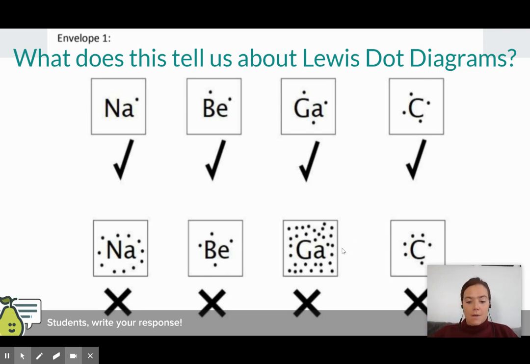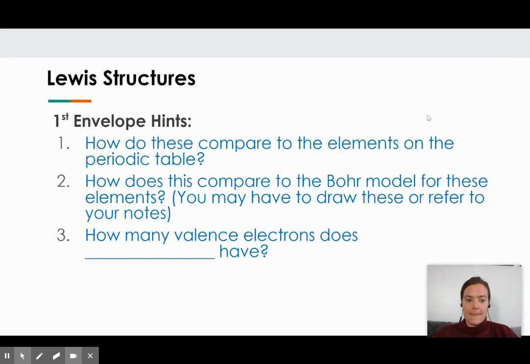I don't even know how many gallium has, but it has a lot. It is correct, though, because it is in the third column and has 1, 2, 3 valence electrons. Carbon, same idea. It's in the fourth column with 4 valence electrons and 6 total electrons. But this one isn't right, and this one is.